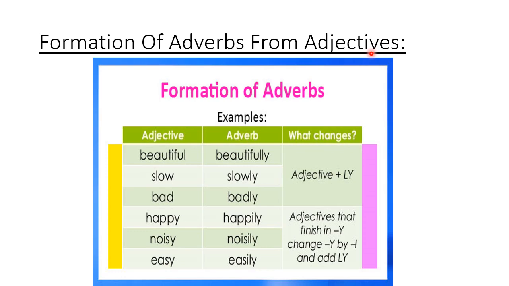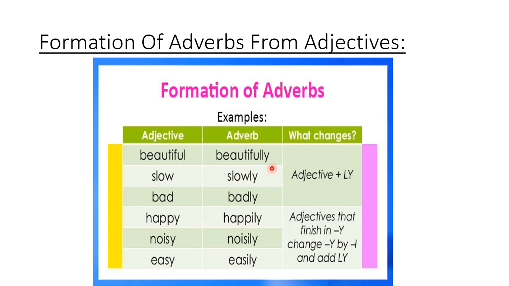Clear? How can you do it? Anyone, any idea? Okay, we'll discuss that in the online class, but for now I am telling you. Just read this word of adjective, beautiful, right? And how are we changing this into an adverb? By adding ly. So here, see, what changes? Adjective plus ly. If we add the two alphabets ly to the adjective, we get the adverb. So this is how we form adverb from adjective.